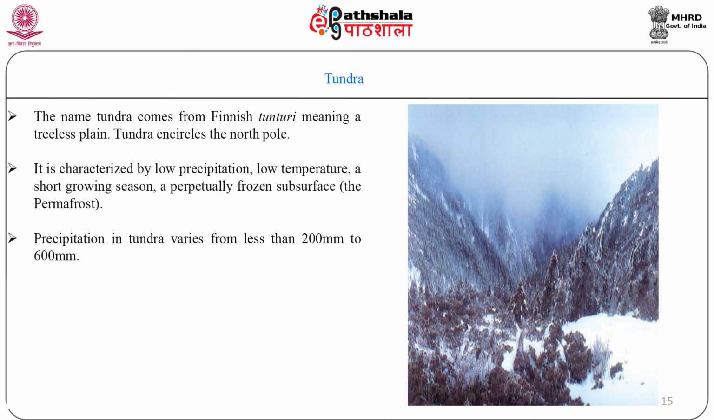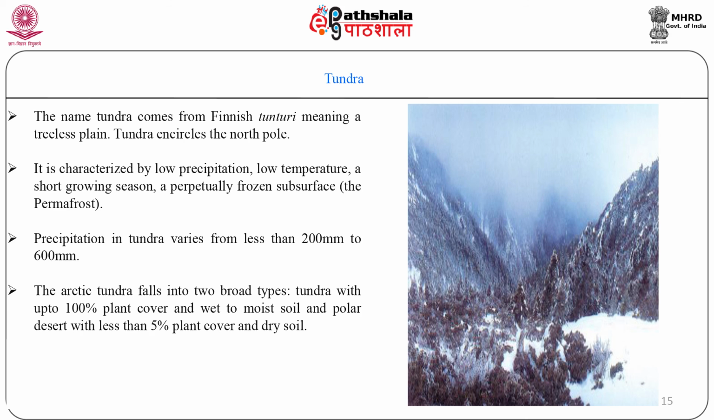About the vegetation. The Arctic tundra falls into two broad types: tundra with up to 100% plant cover and wet to moist soil, and polar desert with less than 5% plant cover and dry soil. The number of species tends to be few and growth rates are slow. Low ground is covered with a complex of cotton grasses, sedges and sphagnum. These plants exploit the long days of summer by photosynthesizing during the 24-hour daylight period.